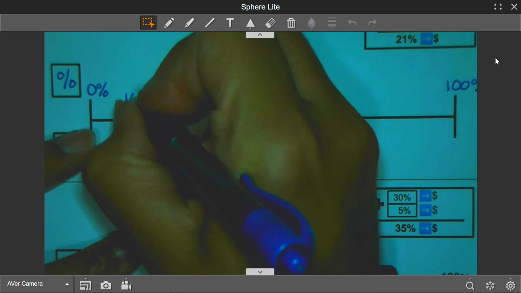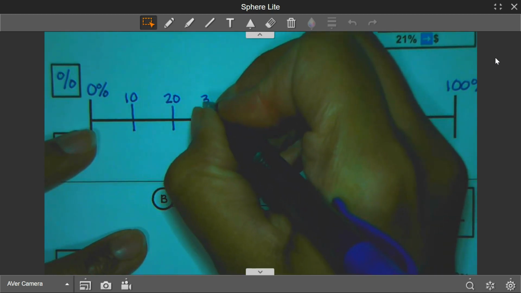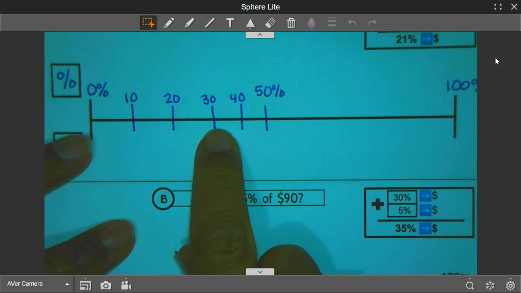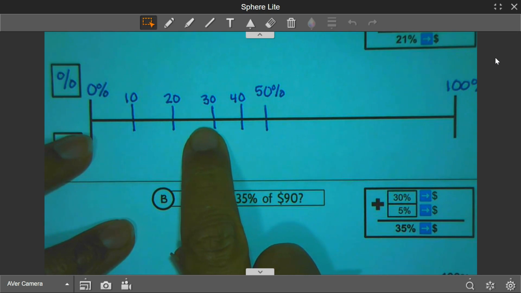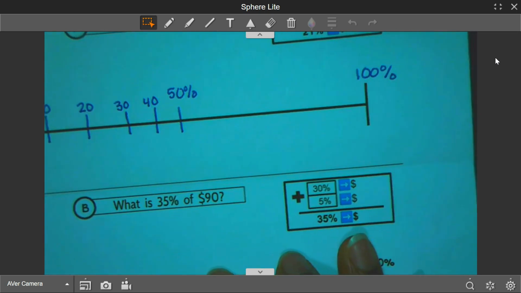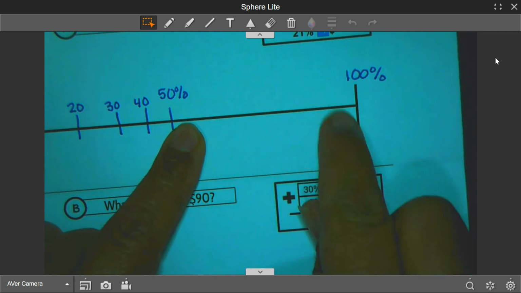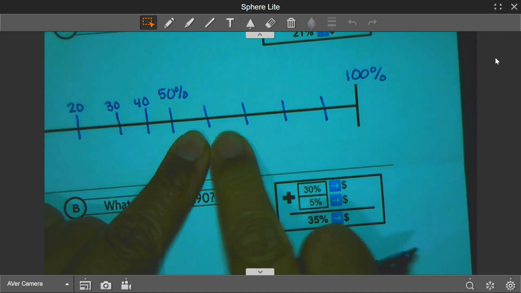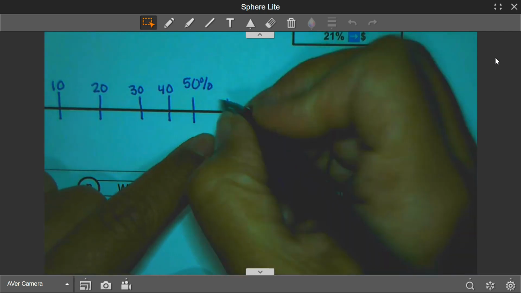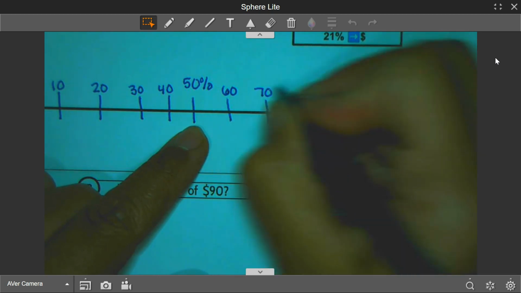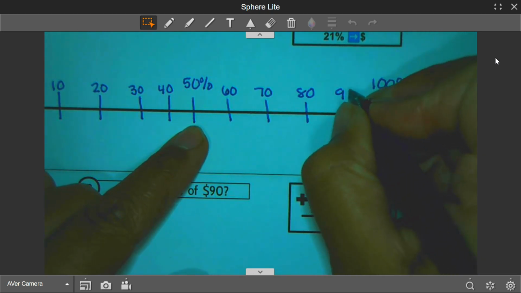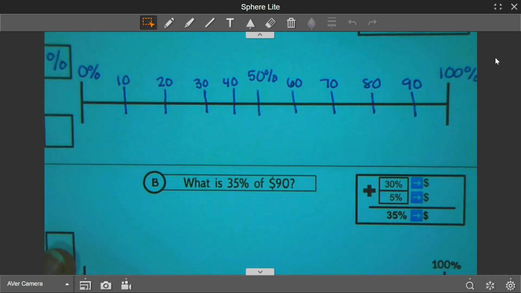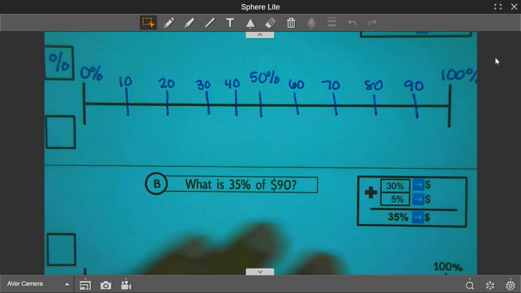So I have 10%, 20%, 30%, 40%. Here, I could have spaced that 30% a little bit to the left, a little more even, but that's okay. Same thing on this side. I need to add 4 more tick marks. 1, 2, 3, 4. That looks like it's spaced out better. So that's 60%, 70%, 80%, 90%. And then I already have my 100. Okay, so hopefully you're doing this in pencil so that if you need to erase anything, you can.